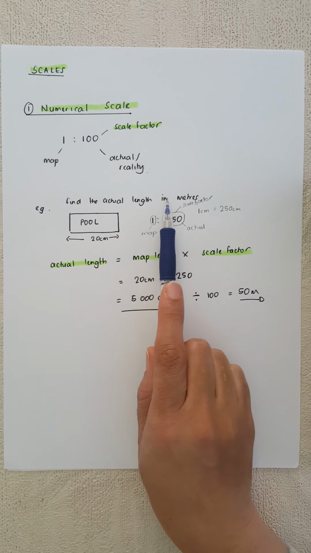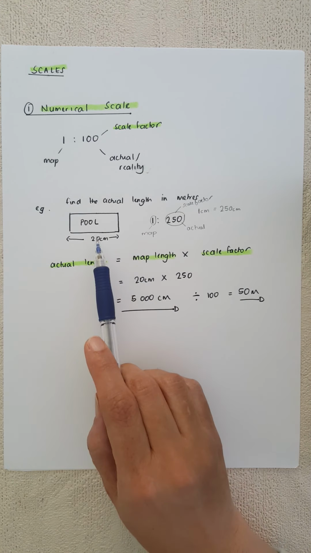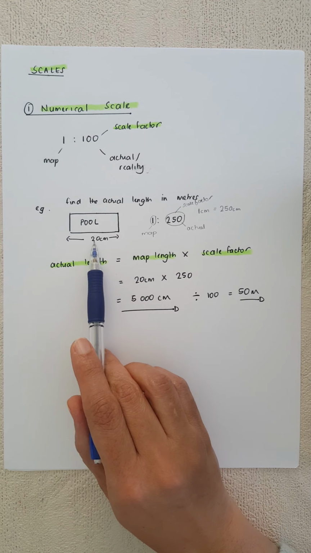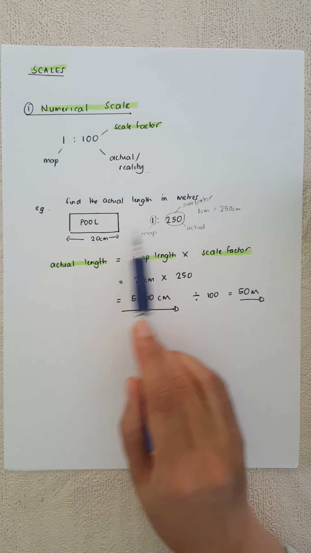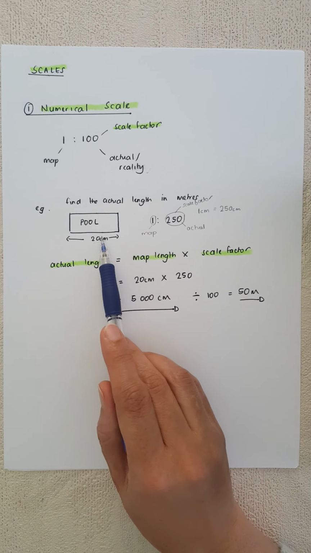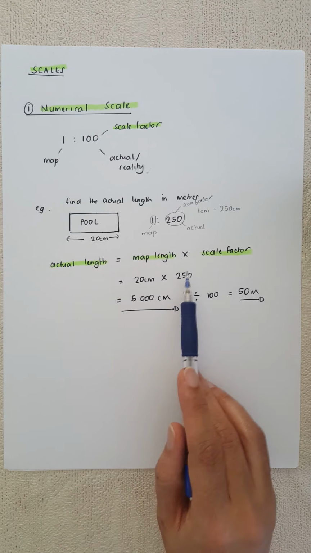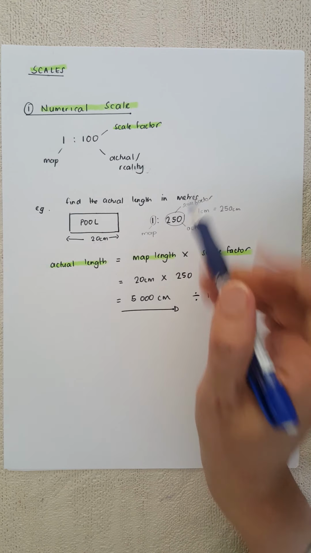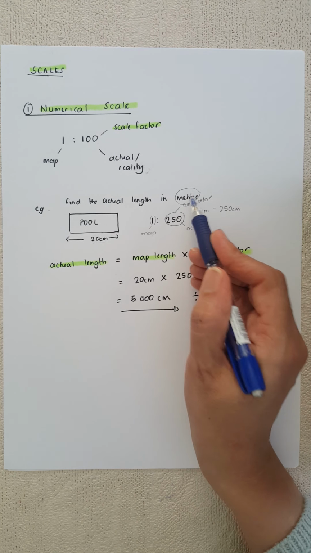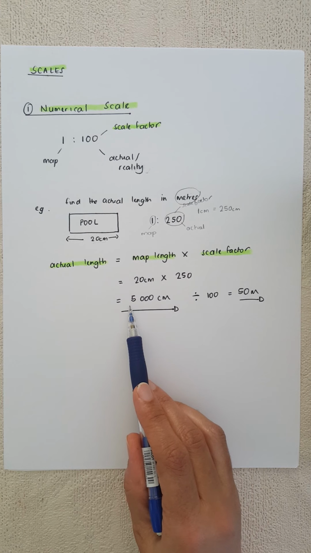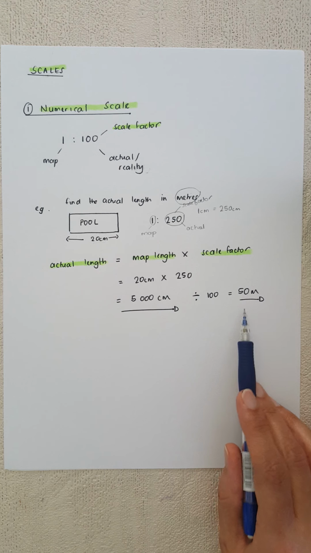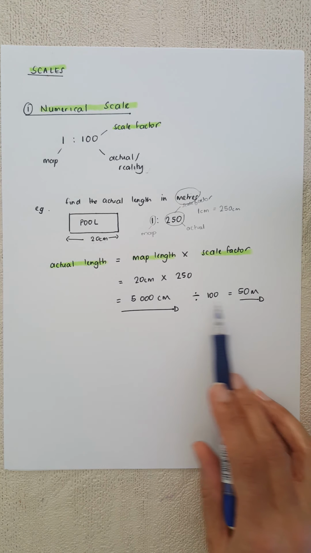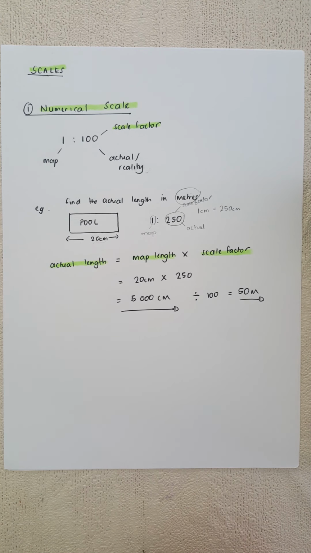Now this one actually asked you to do it in meters. When you see a question like this, first focus on what you have in your question. My numerical scale is in centimeters, and my map picture is 20 centimeters. After you find your answer, then you worry about converting it to meters if they've asked you for a different unit. So I got my answer of 5,000 centimeters. I'm going to divide it by 100, and my answer becomes 50 meters. We've done conversions before, so you can just revise over that.